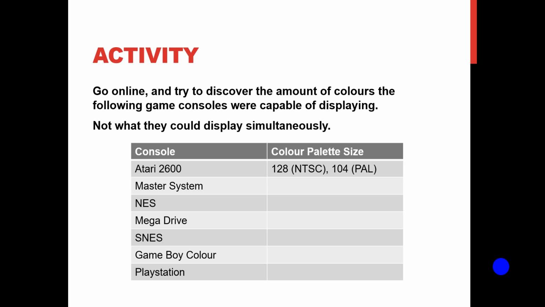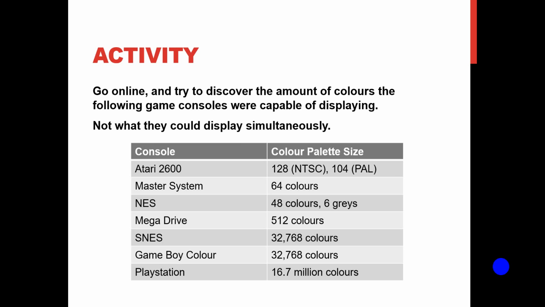If we look at the PAL version, which is the European version, the Atari was capable of displaying 104 colors. Master System 64. NES was 48 colors, and it had 6 different grays, which wouldn't class as a color. Mega Drive is 512. SNES is 32,768. Then the Game Boy Color, and the first true color machine was the PlayStation at 16.7 million colors.